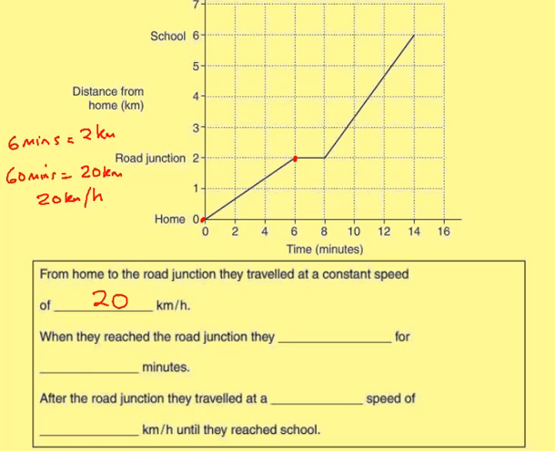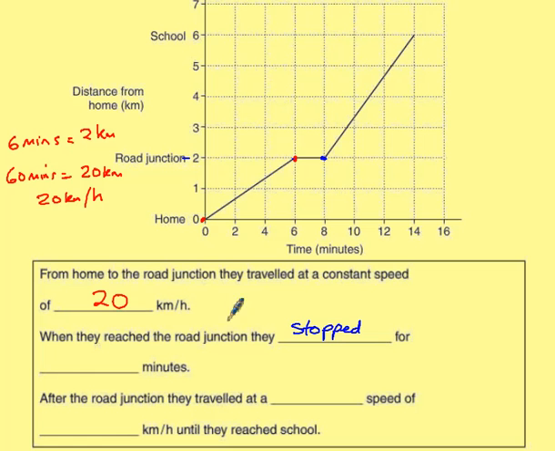When they reached the road junction, this is from the road junction, the distance shown here is at 2 kilometres. So from here to here they stopped. They didn't travel anywhere because they haven't travelled any distance. So they stopped.